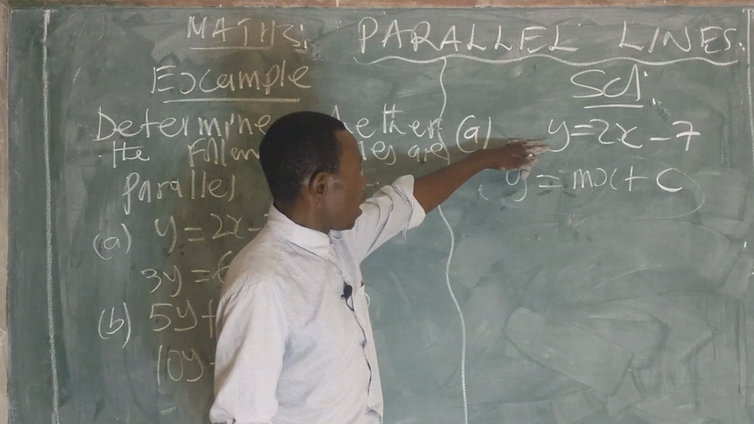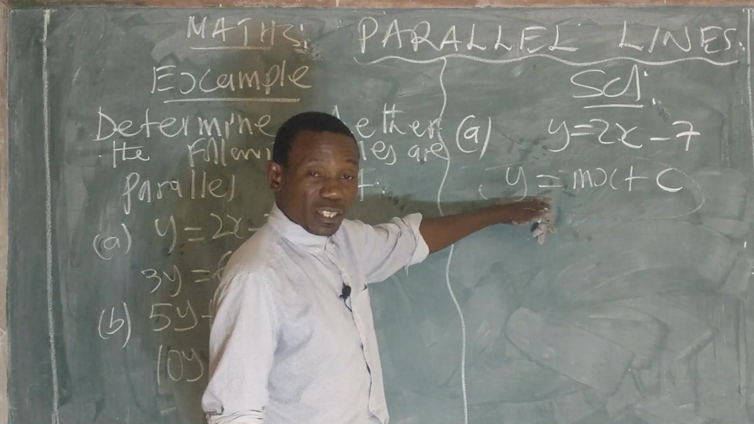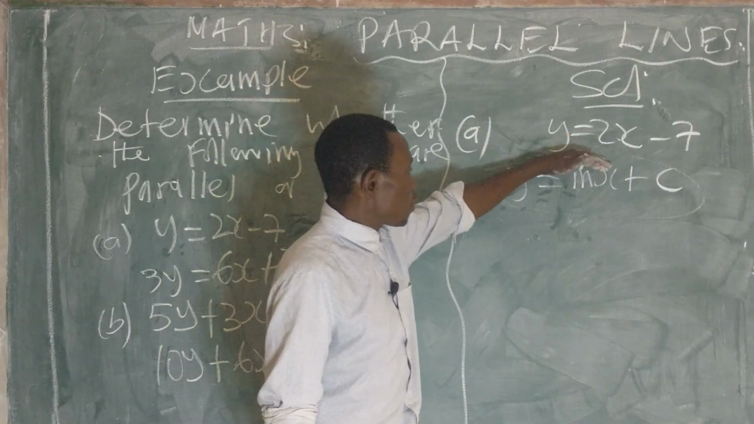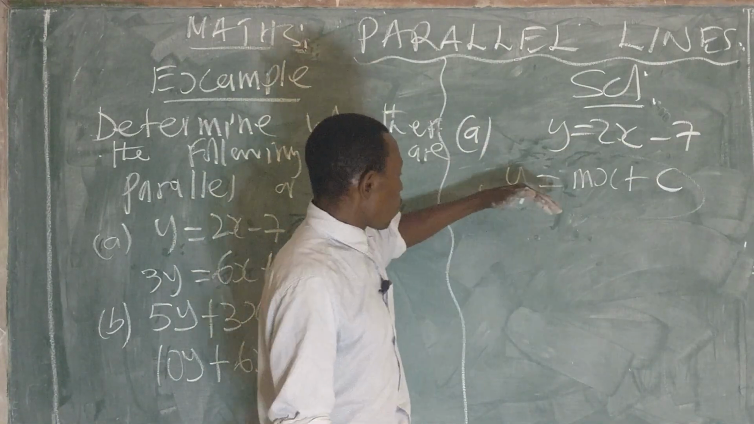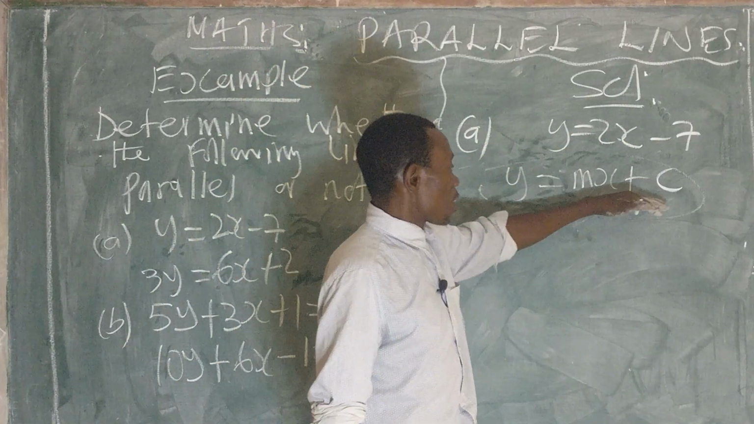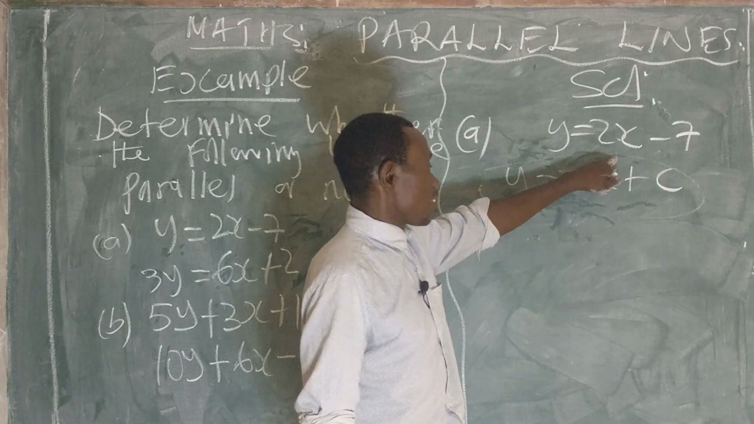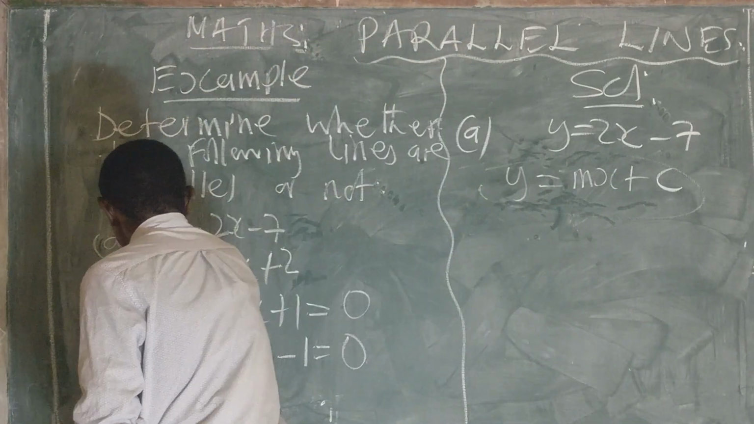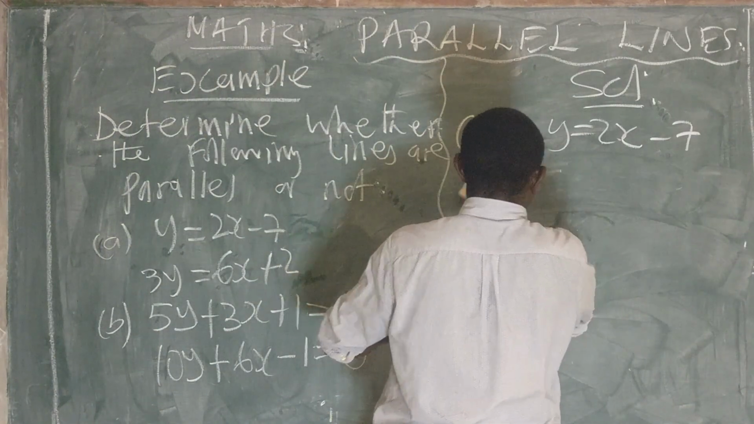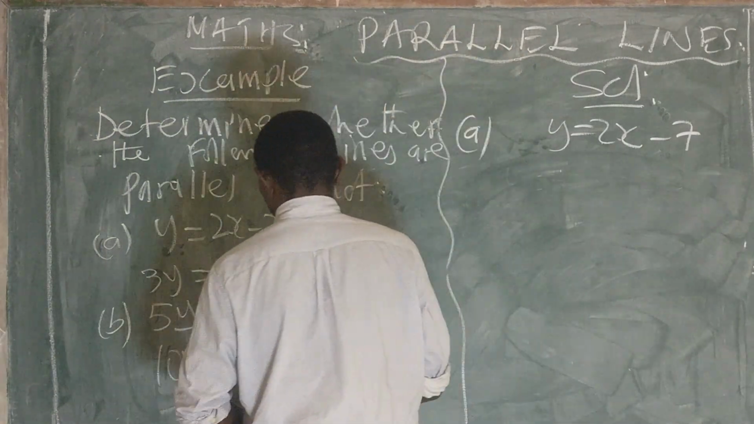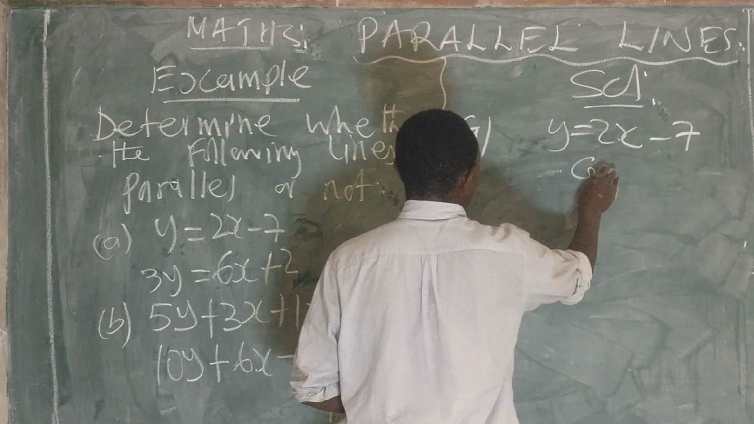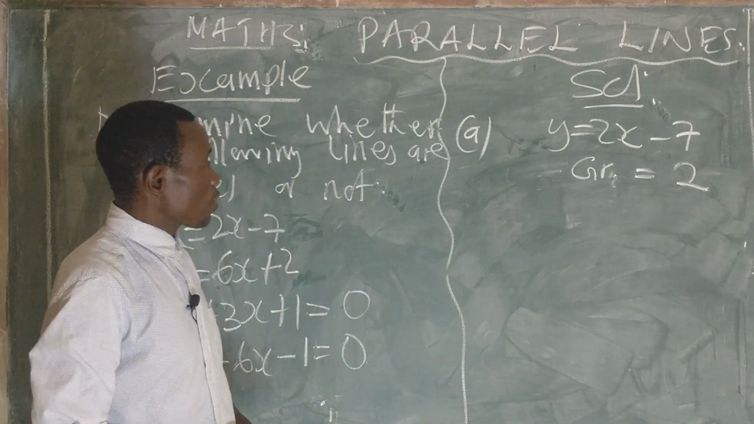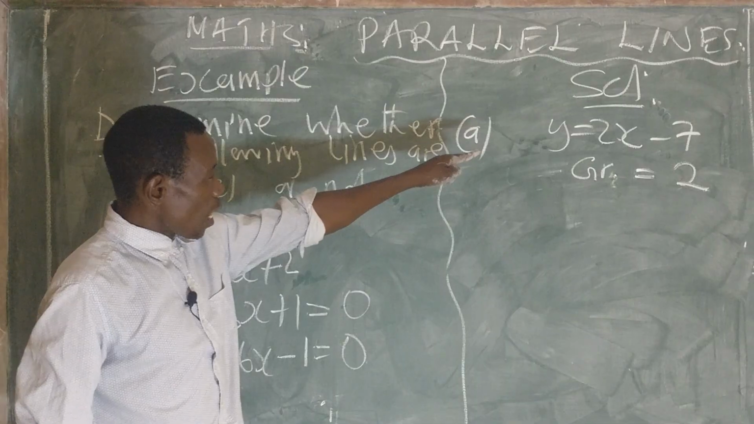The equation given here is already in the form of this kind. So here we have y = 2x - 7, while the form says y = mx + c, where m is the gradient. In this case, our gradient is 2. So in the first pair of lines, the gradient of the first line is equal to 2. That is the measure of the slope, if we were to draw the line for that equation.